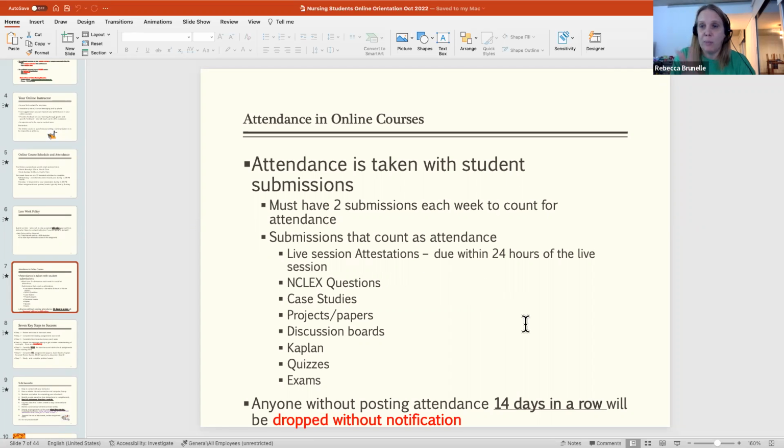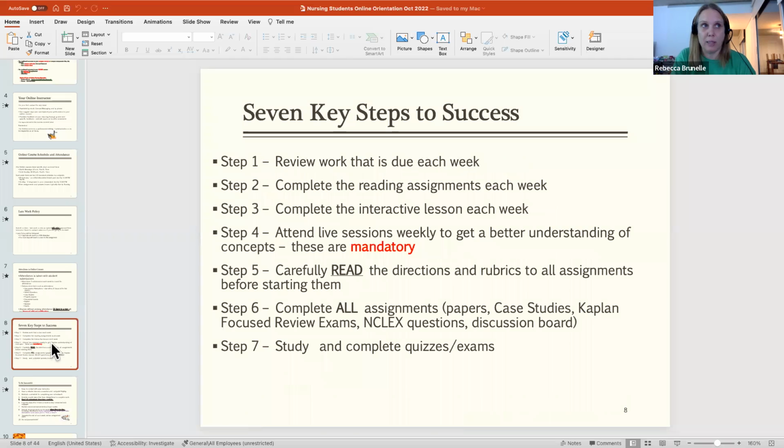So this is getting into how you get credit in the online system. You have to be doing 2 things in Canvas every week to get credit. One of them is your attestation; the discussion questions, the case studies, the quizzes, all of that counts for your participation in the class. If you're not participating in the class for 2 consecutive weeks, then you'll be dropped without any notice. So that's why the attestation forms and the discussion questions are so important, because if you're doing those, then you don't run the risk of being dropped from the class.